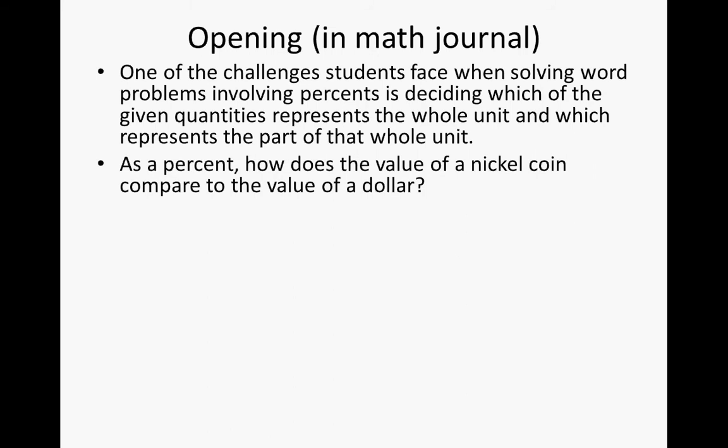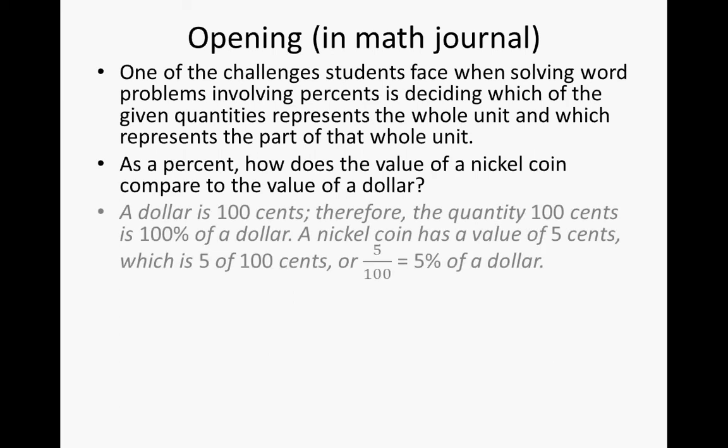So as a percent, how does the value of a nickel coin compare to the value of a dollar? Well, a dollar is 100 cents, therefore the quantity 100 cents is 100% of the dollar. A nickel coin has a value of 5 cents, which is 5 out of 100 cents, or 5 over 100, which equals 5% of a dollar.